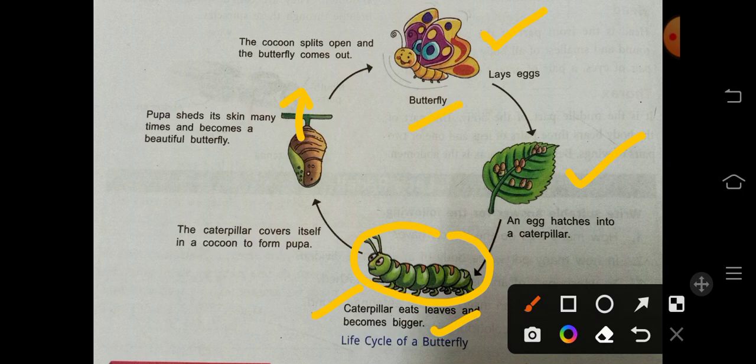Okay, in the next video we will discuss social insects. So these are the common insects. In the next video we will discuss the social insects.